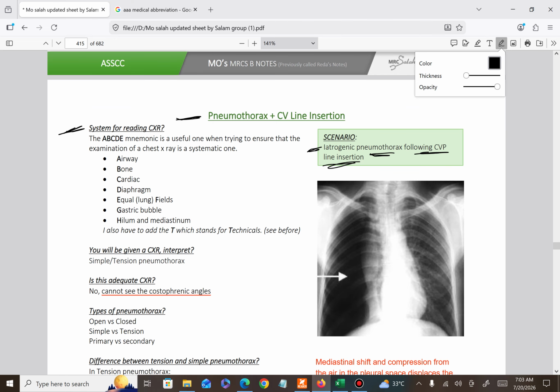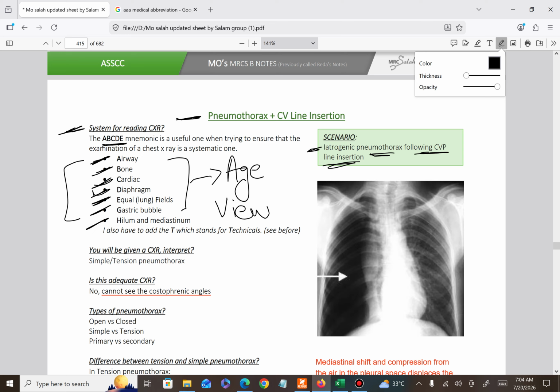Okay, the system for reading a chest X-ray. So the mnemonic is A, B, C, D and E. First we have to check the airway, then bone, then cardiac shadow, diaphragm, equal lung fields, gastric bubble, hilum and mediastinum. But before commenting on these things, we have to tell about the age and other demographics of the patient, the view of the X-ray and the adequacy of the X-ray.